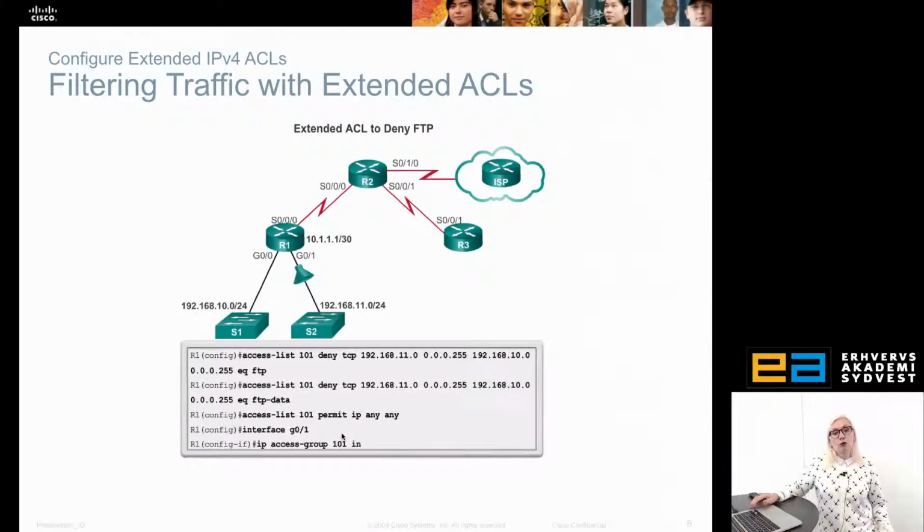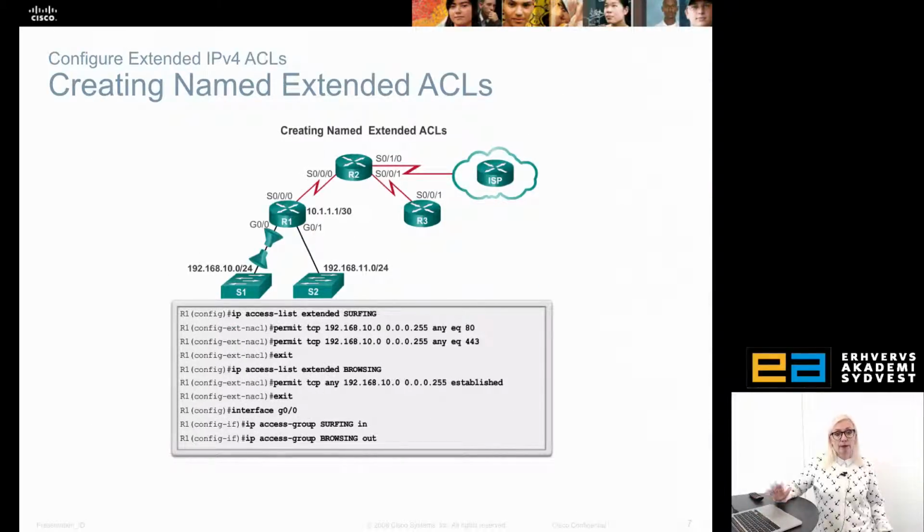Always remember, if you just make the list and you don't apply it to any interfaces, it will have no effect. And in this case here, you do the same thing. You will here deny FTP traffic, and then afterwards you do an access list permit IP any. This means that all other types of traffic you will allow in your network.